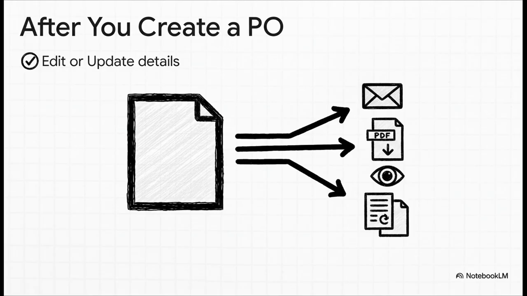Now, once that PO is made, the story doesn't end there. Oh no. You can shoot it over to your vendor in an email, you can download a PDF for your own files, you can even track if they've opened it yet, which is pretty cool. But the real magic trick, the absolute game changer, is that you can instantly flip this PO into a bill. And we're going to get to exactly how you do that next.